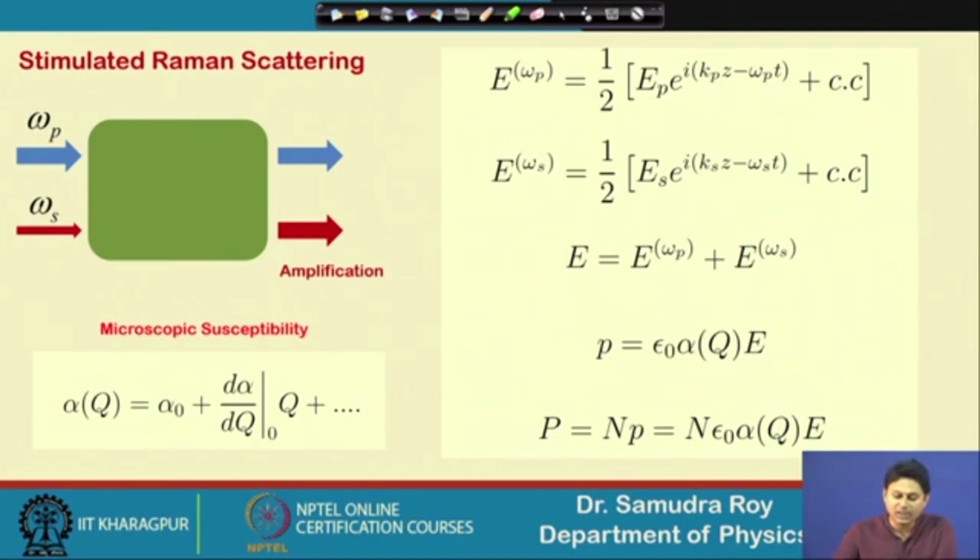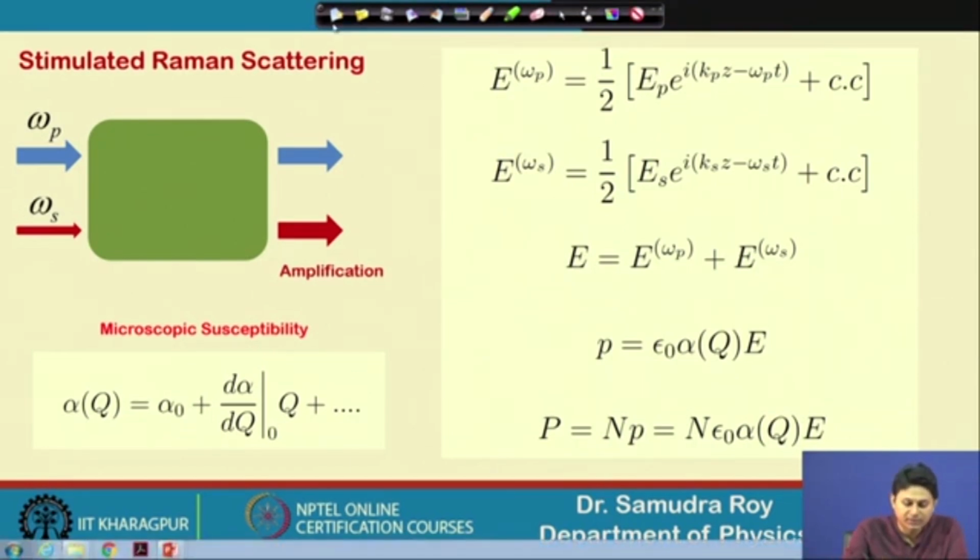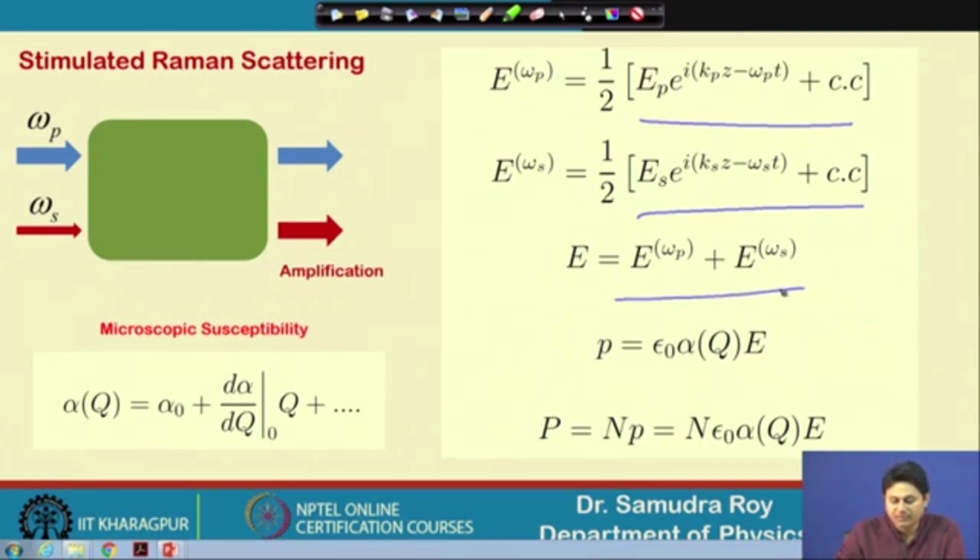Omega p and omega s correspond to the field frequencies of the two fields E p and E s, which are the pump field and the Stokes field. In the plane wave form, I can write the pump and Stokes in this particular form, which we already used. The total field is E omega p plus E omega s.